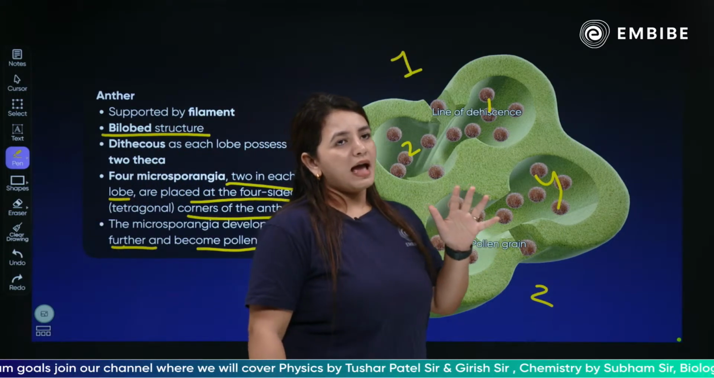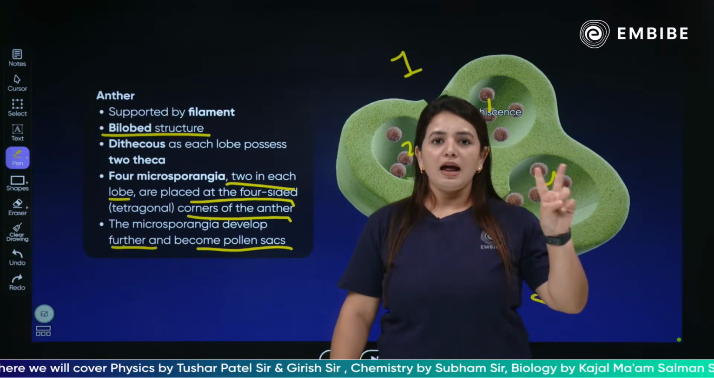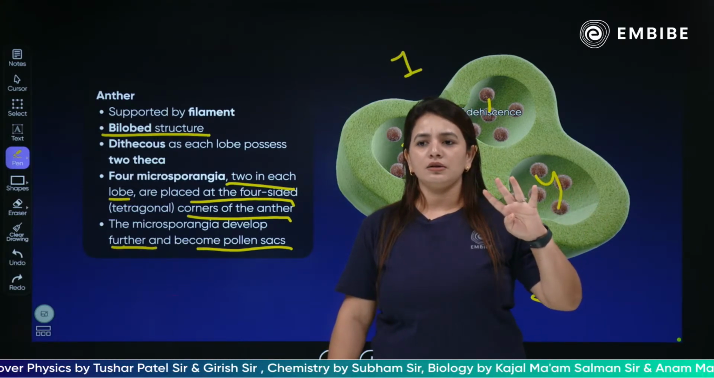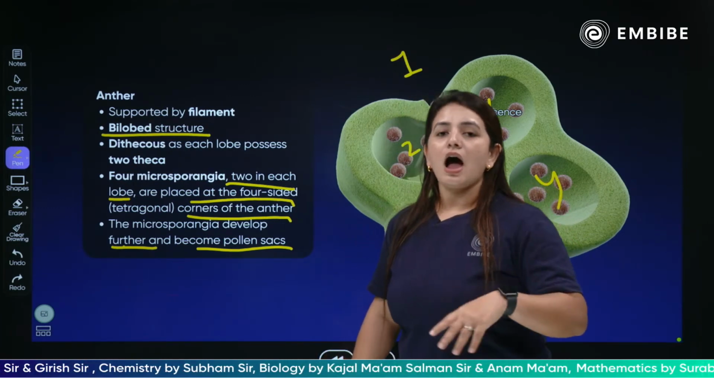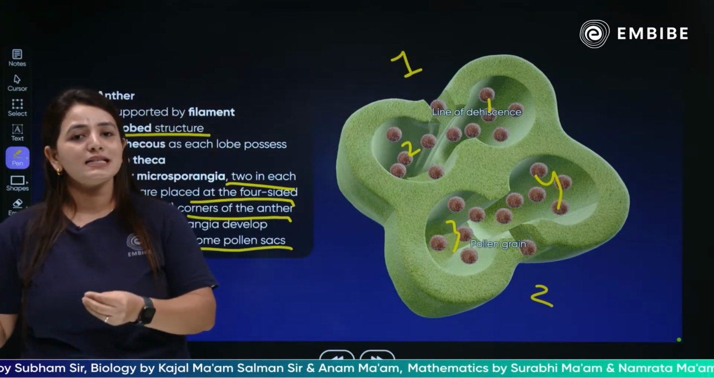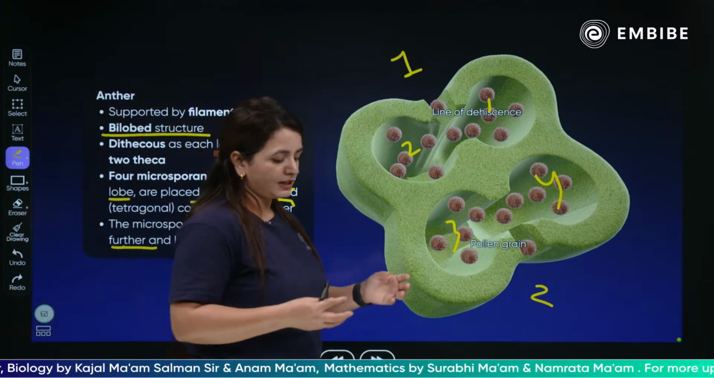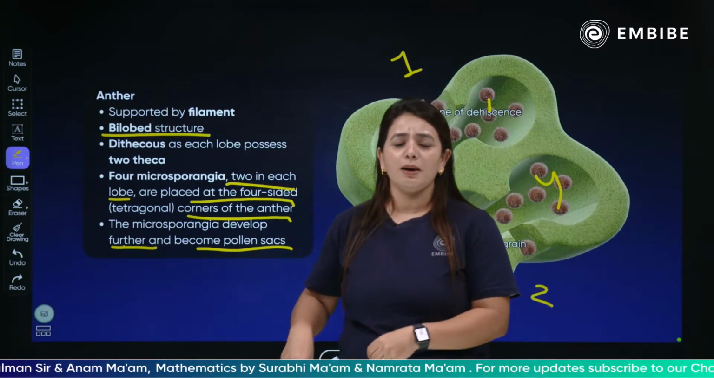Clear? So the anther is a bilobed structure. Each lobe has 2 sporangia, and in total there are 4 microsporangia. After the development, these microsporangia convert into a pollen sac. Is it clear? I just hope this is clear. Children, these are just the basics of this particular chapter.